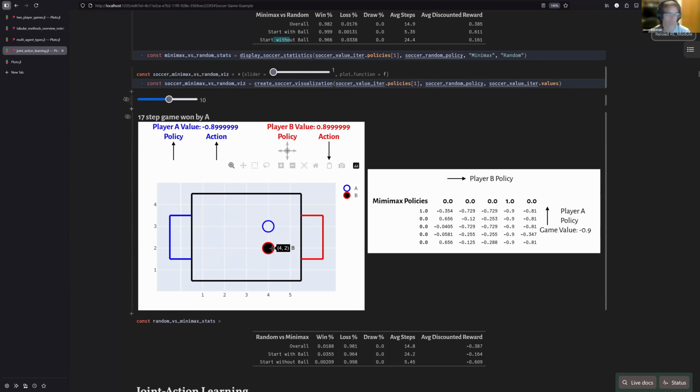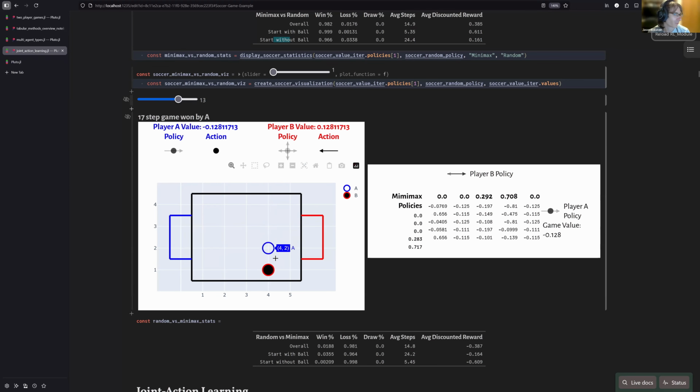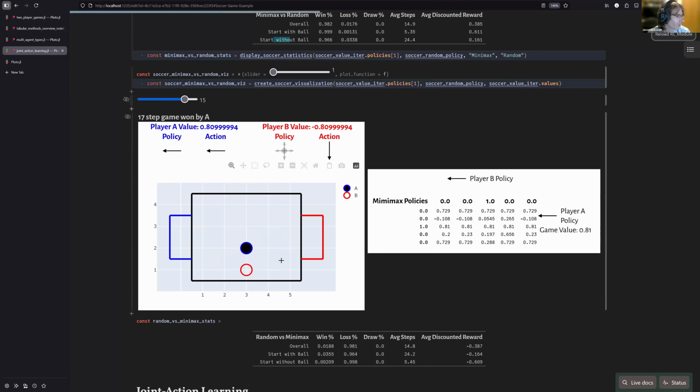But then normally, B would just win this game because they would just go into the goal. But we can see that because B is random, A sort of gave up, but now realizes it actually has a chance to fix what it thought was a completely lost game.